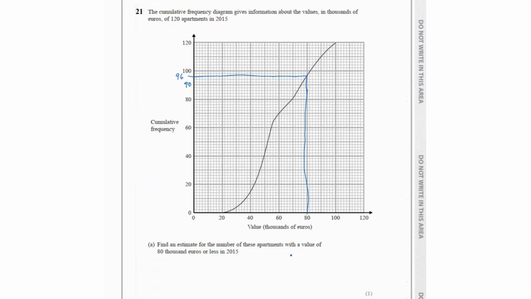Find an estimate for the number of these apartments with a value of 80,000 or less. So that means we're focusing on all of this because they're saying 80,000 or less. For 80,000 or less, we have 96 apartments. So 96 is your answer. If it was saying 80,000 or more, then we would subtract 96 from 120 to get the values that were greater than. This is very important because most kids tend to confuse this. When it says less, you just use the value that you get on the cumulative frequency. But if it's more, you subtract that value from the total cumulative frequency to get the values that are more than that.